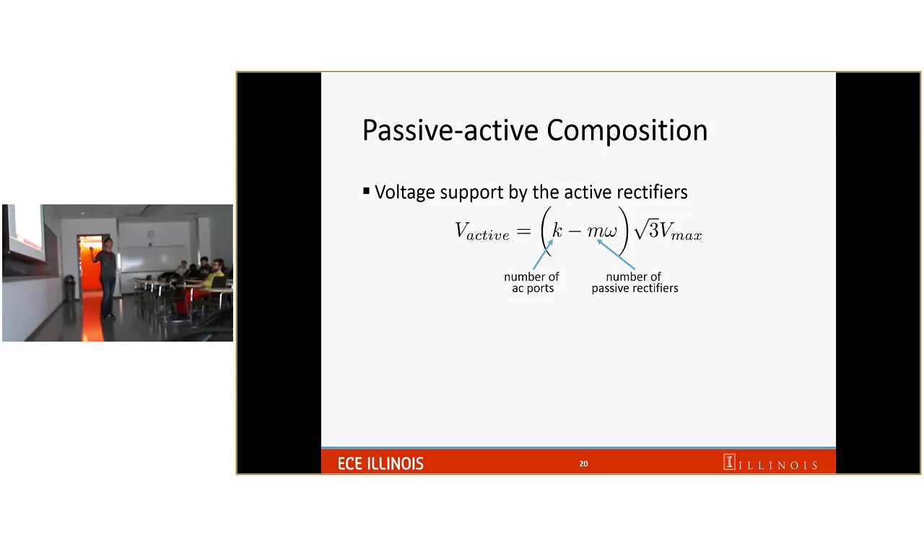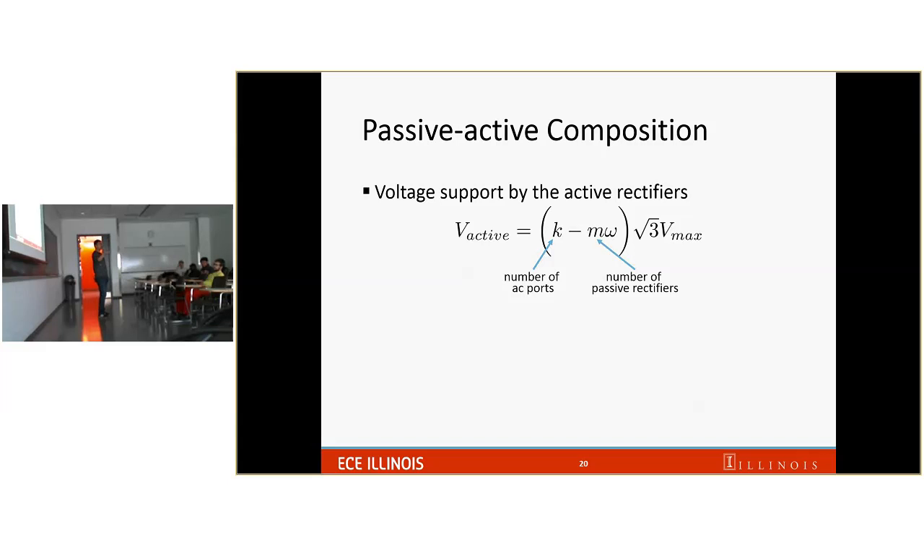by the passive rectifier. And the difference between the DC voltage we want to maintain and the voltage support by the passive rectifier is the voltage rating for the active rectifier. So I hope this equation is clear to all the people. So we want to minimize V active by selecting what M is. So we see in this equation, V active is a decreasing function of M. So to minimize V active, we just simply pick M as large as possible.